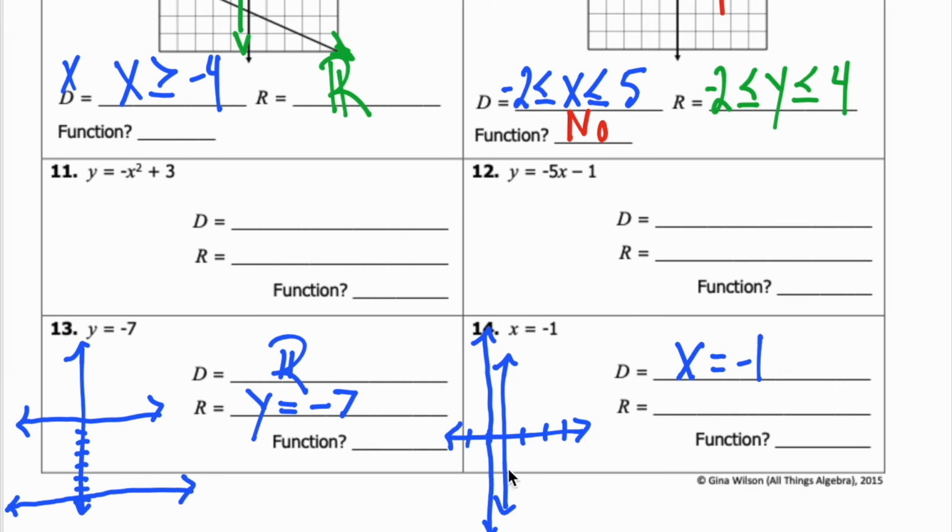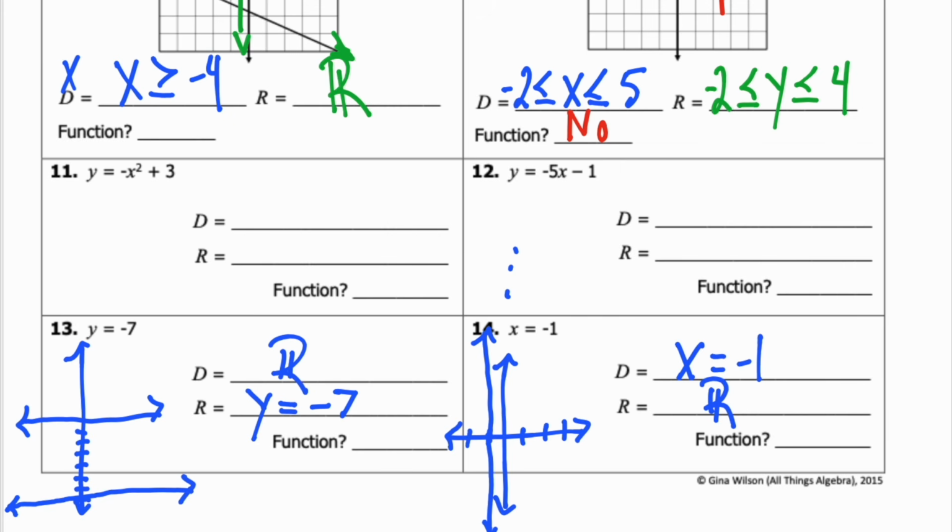Same thing with the range. We're looking at how high and how low it is. And we can see it's going on and on forever in the upward position and on forever in the downward position. So the range is going to be all possible positive and negative numbers, which means our range is all real numbers. Now, is this a function?